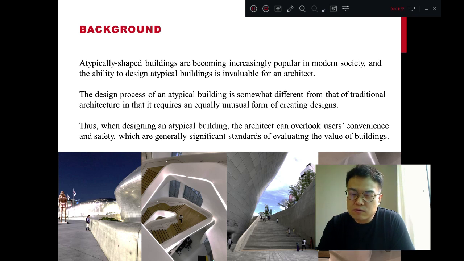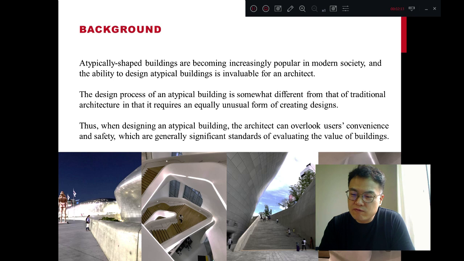The design process of an atypical building is somewhat different from traditional architecture. It requires unusual forms with funky shapes of creating design. Thus, when designing atypical buildings, architects sometimes can overlook users' convenience and safety.